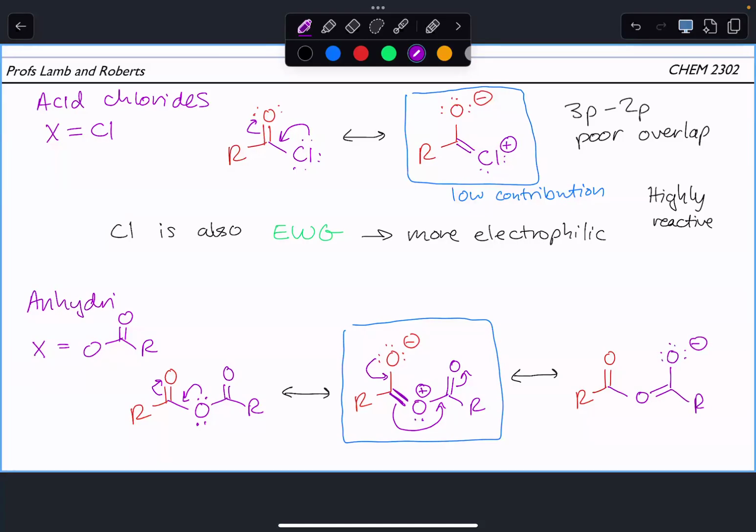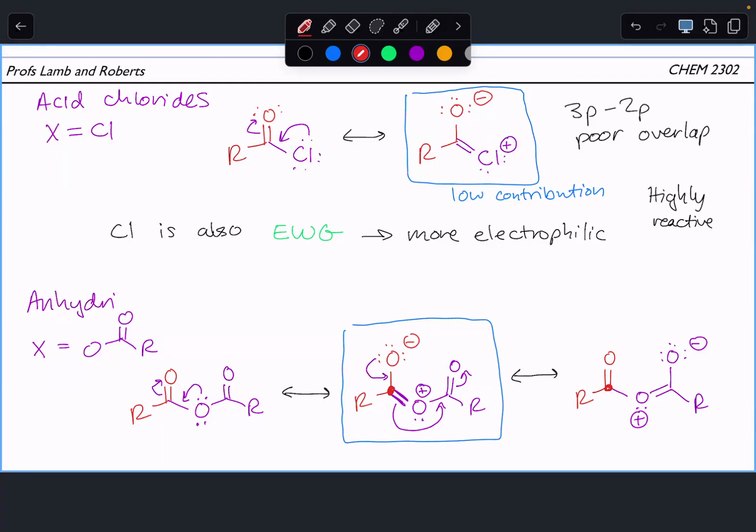So now, this is the equivalent. These two are equivalent, but we're focusing on the red side on the left. So that's why the blue box one is the one we care about, because it's the one that I'm arbitrarily calling on the red acyl side. Okay, so now let's compare this to the acid chloride.